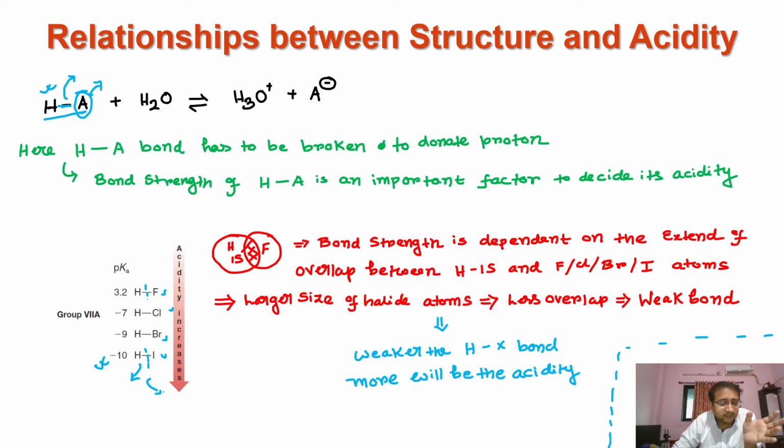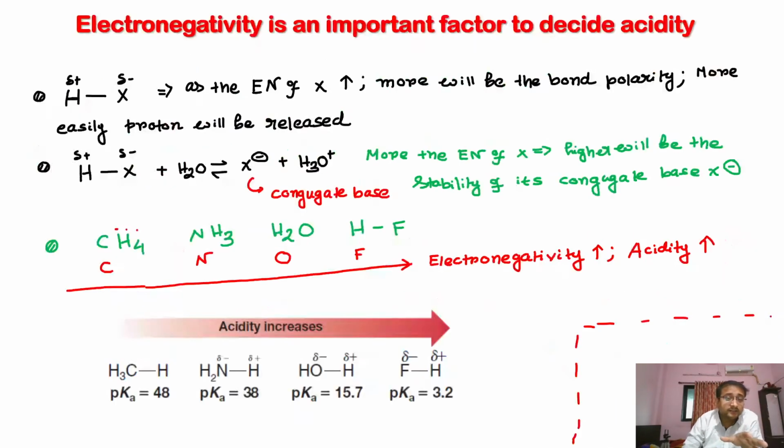So that's why it easily gets dissociated in the presence of aqueous solutions. Okay, so that's why hydrogen iodide has much stronger acidity in aqueous medium compared to hydrogen fluoride. Okay. So this is one of the very important relationships between structure and acidity.